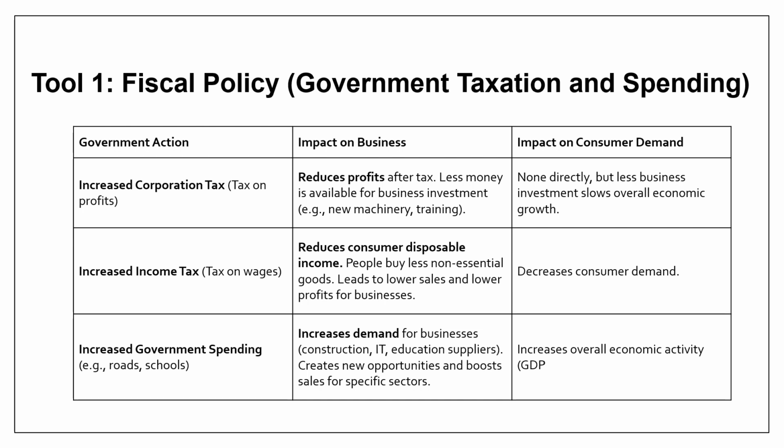The government's action of increased government spending, its impact on business. This increases demand for businesses like construction, IT, education suppliers, creates new opportunities and boosts sales for specific sectors. How does this impact consumer demand? It increases overall economic activity.